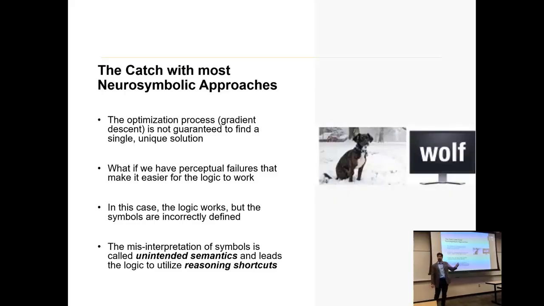So it's like raising a little kid and telling them that everything that's green is purple and letting them believe that their whole life. So this misinterpretation of symbols is called unintended semantics, and it leads to what are called reasoning shortcuts. So it's finding this sort of shortcut through the optimization process. It's like, aha, that's optimizing the loss function, even though it's not the right semantics. I'm just going to go with that. It's a shortcut.